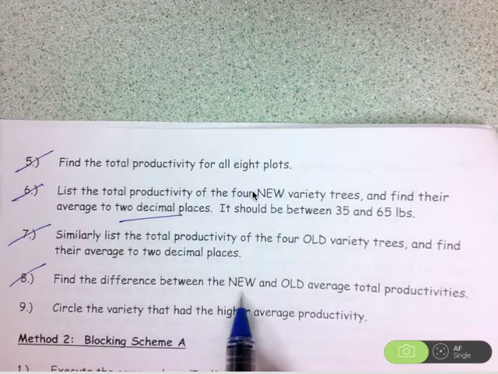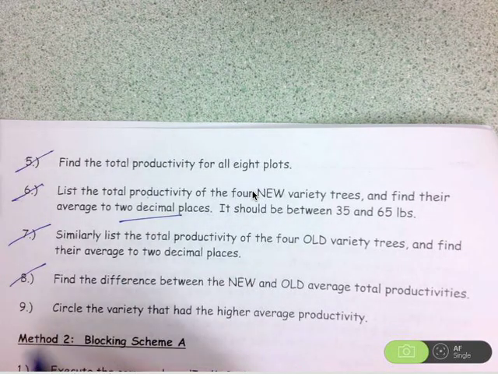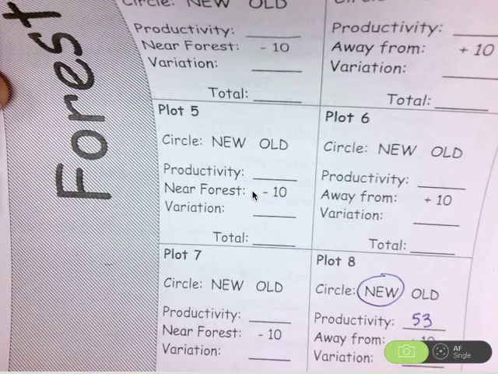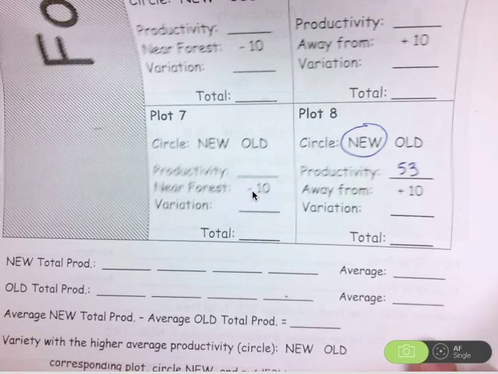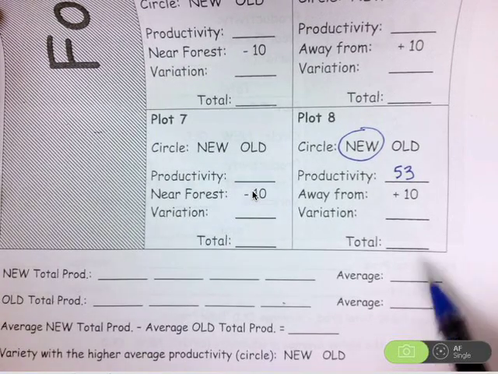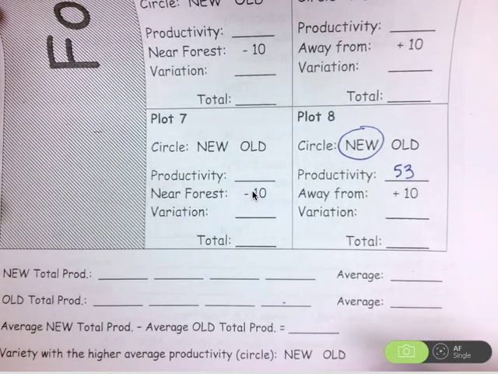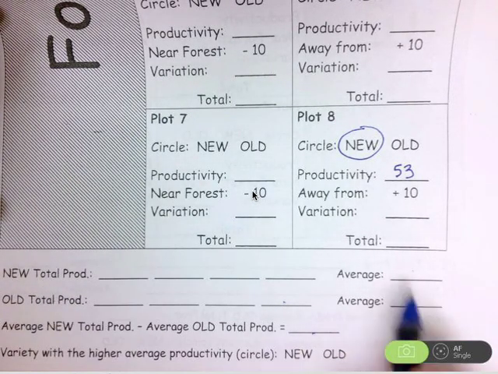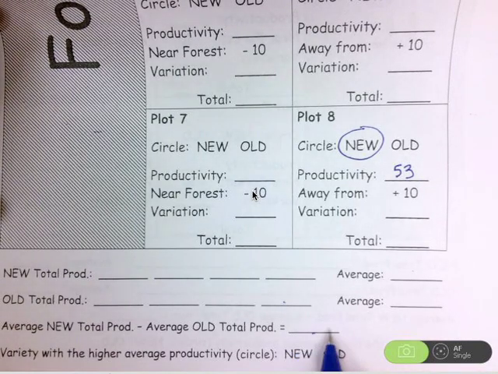So then you want to find the difference between new and old, and then finally circle the variety that had the higher average productivity. So you want to find the difference between these 2 averages at the bottom. So this is new, this is old. You'll take the top one minus the bottom one. You'll find that difference here, and then you'll want to circle which variety had the higher productivity, the new or the old. So if this is positive, the new trees had the higher productivity. If it's negative, the older trees had the higher productivity in your simple random sample.